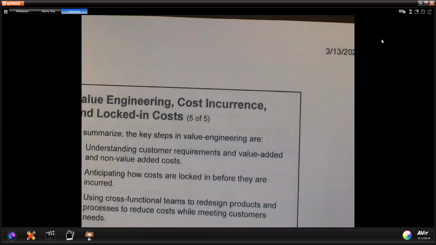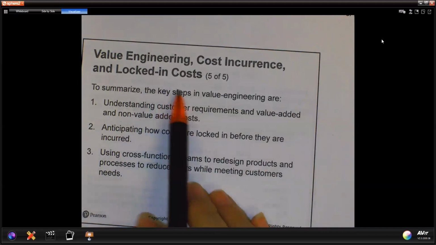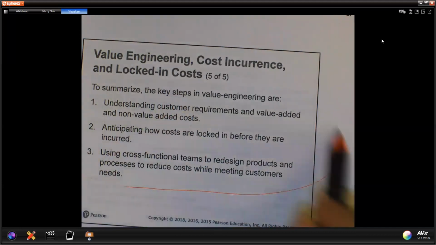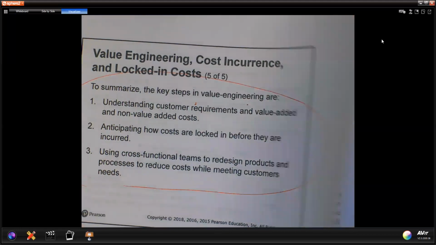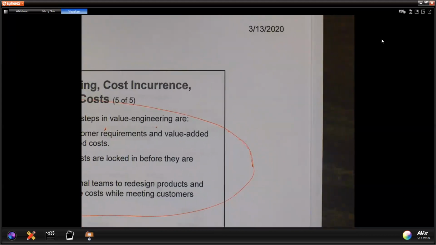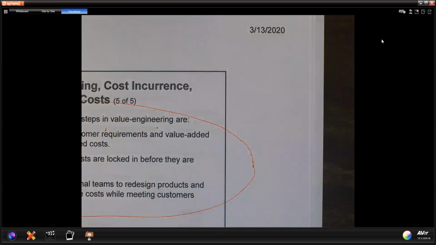Okay, so last one, we talk about value engineering and then cost incurrence and locked in cost. I'm not really going to read it, just some wording there. How do we really perform value engineering? So I think I'll stop here. For the first part, we say this is basically the market-based approach. I want to mention one more time: why do we have a cost-based approach?